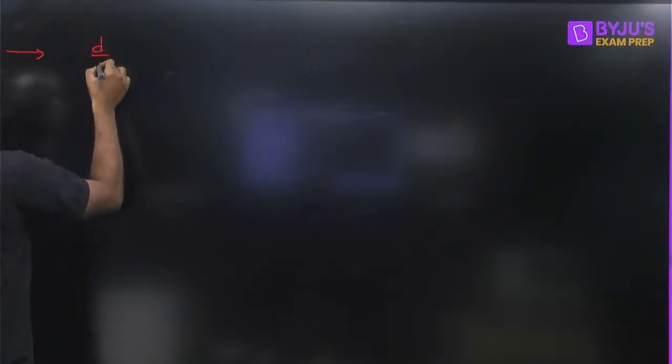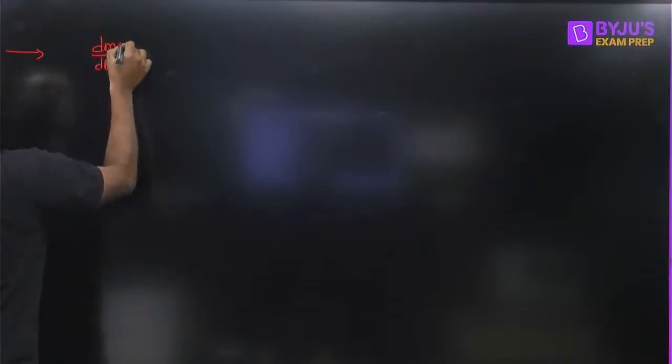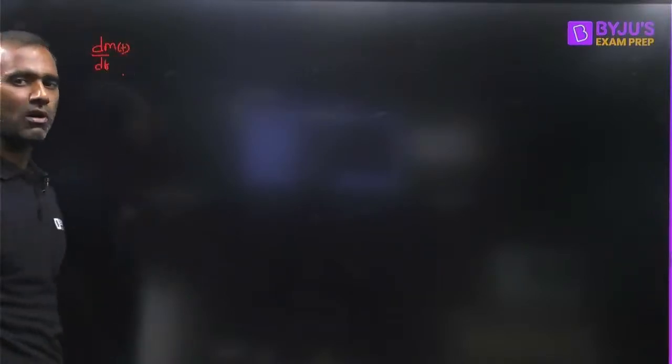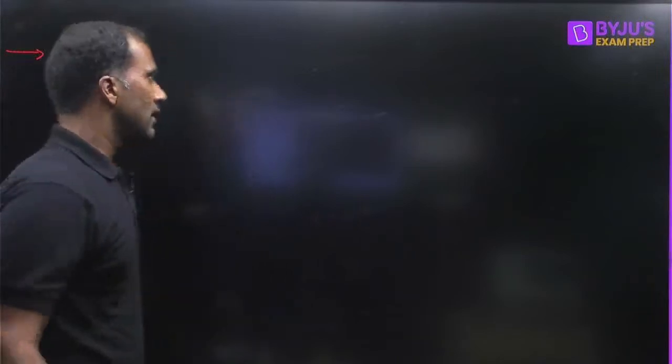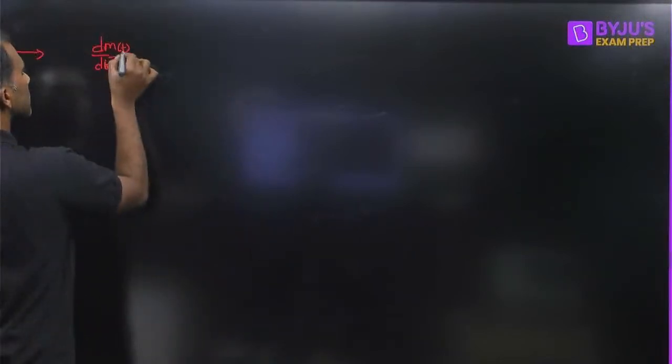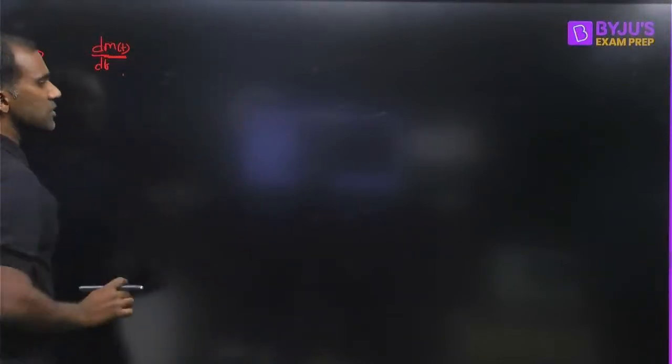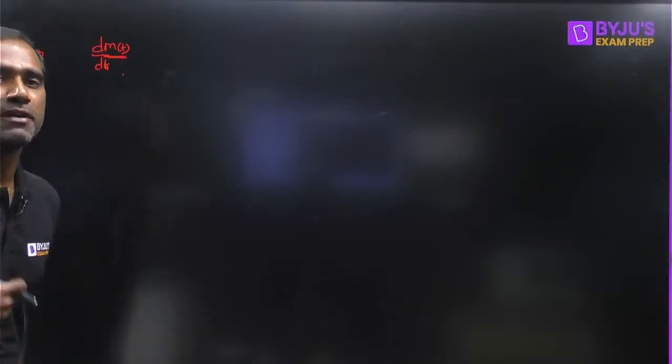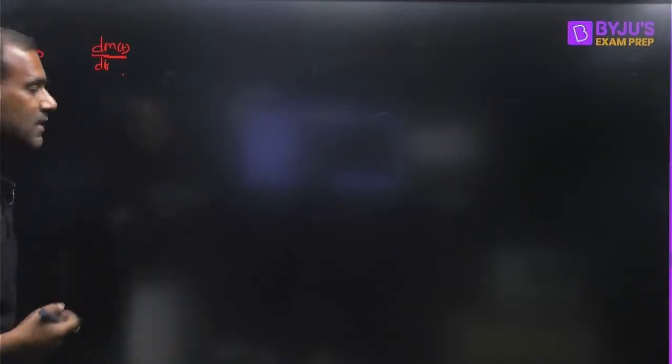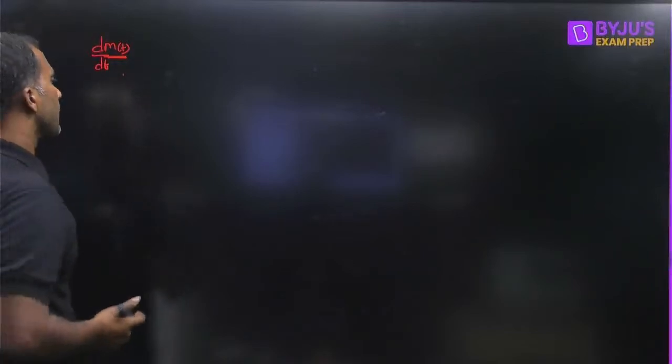d by dt of m of t, will that give the slope of the message? Slope always gives us the speed. If we take the differentiation of the message signal, we get the speed of the message signal, or the slope of the message signal, and that is what is important for us.